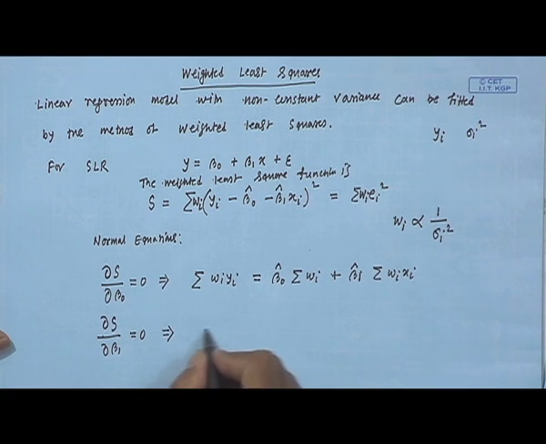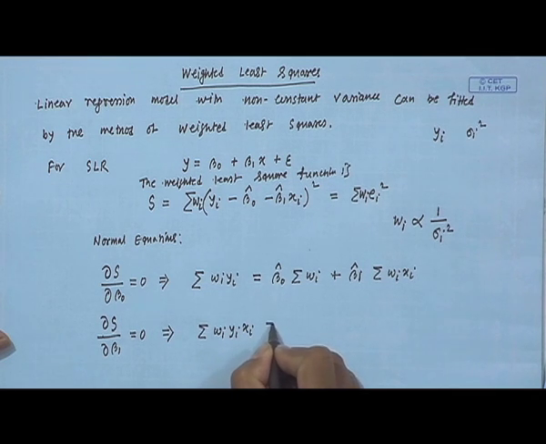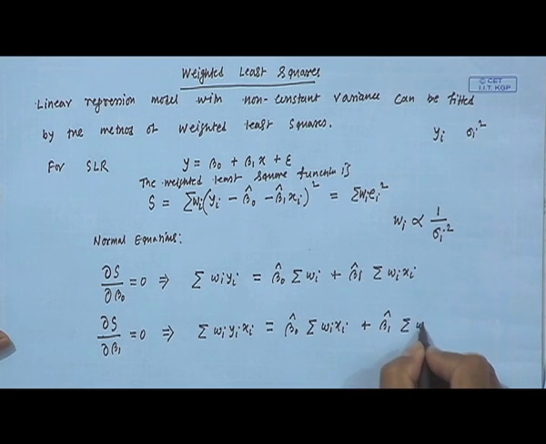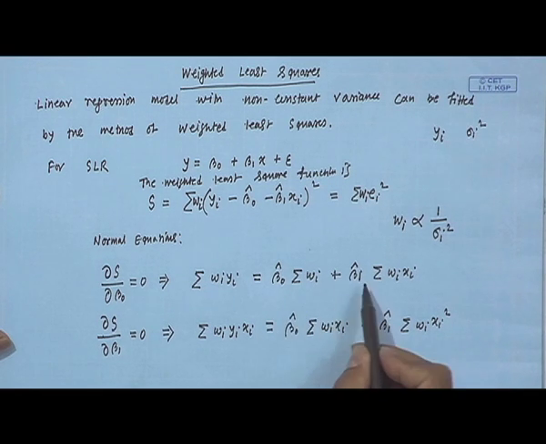This gives summation w_i y_i x_i equal to beta naught hat summation w_i x_i plus beta 1 hat summation w_i x_i square. So, you have two normal equations and two unknowns, beta naught and beta 1.